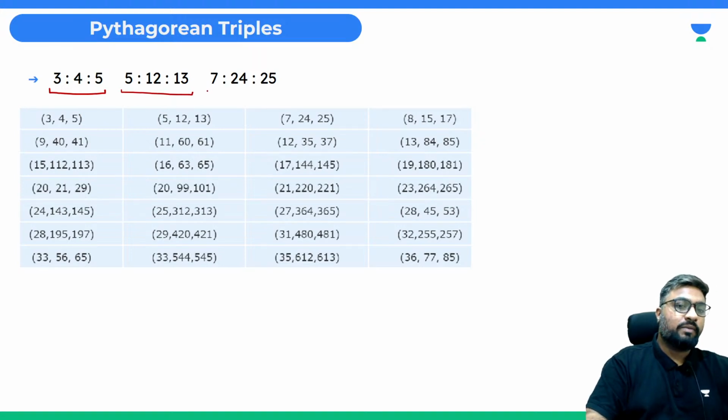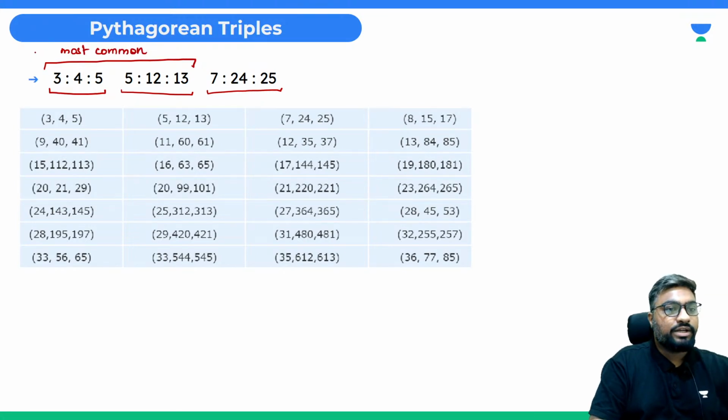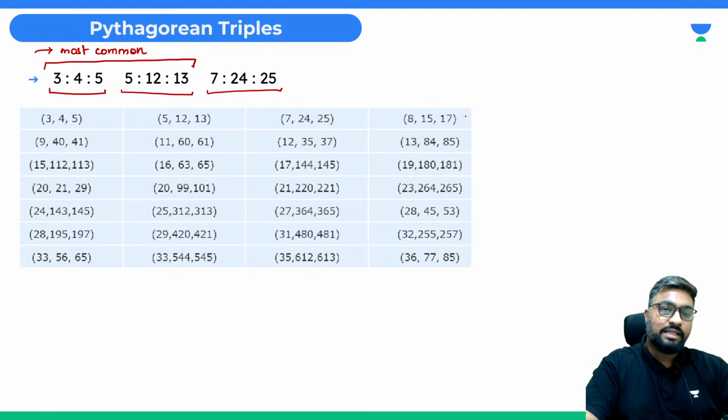Another more familiar one is 7 is to 24 is to 25. These two are most common. तो आप कभी भी ज्योमेट्री में अगर आप कोई ट्रायंगल देख रहे हो, the moment you see the sides are in the ratio 3 is to 4 is to 5 या 5 is to 12 is to 13, it should strike in your mind that it has to be a right angle triangle. Yes, these are the other ones. These are less familiar. 8, 15, 17 is also pretty common, but these two are the most common: 3, 4, 5 and 5, 12, 13.